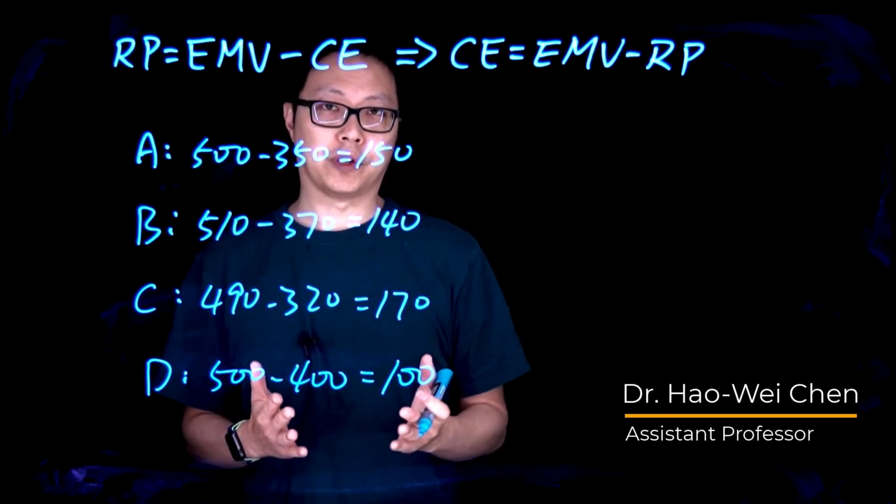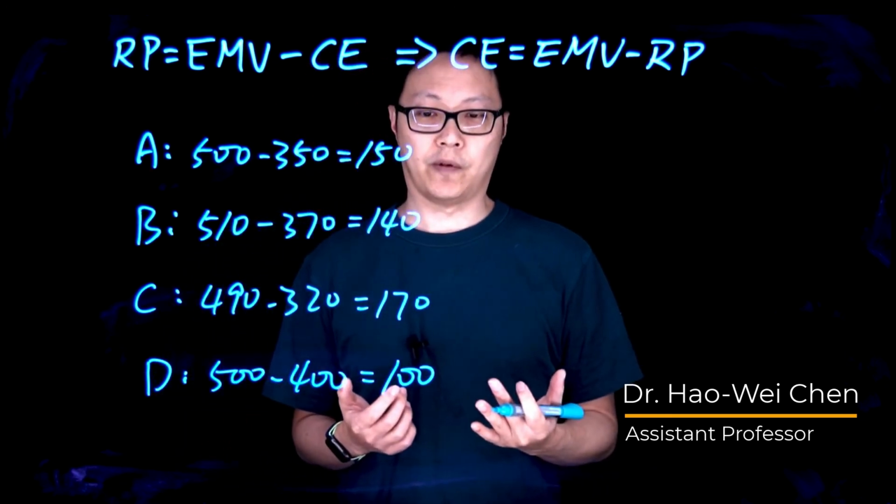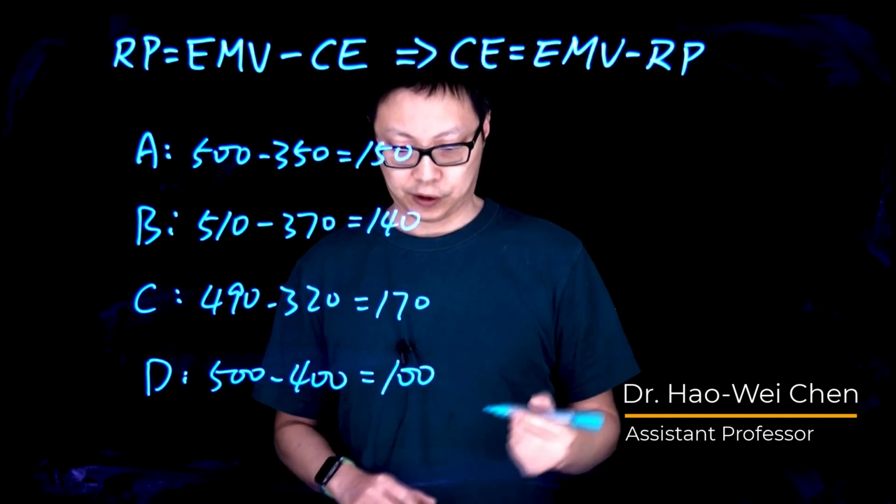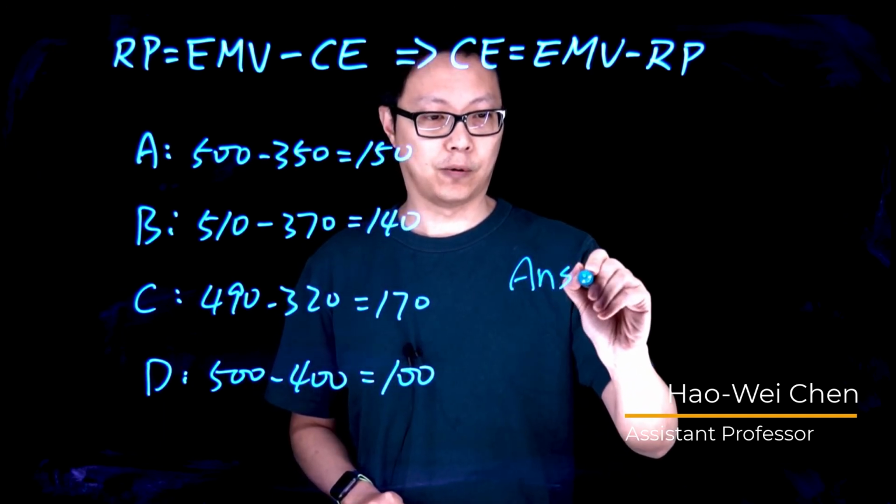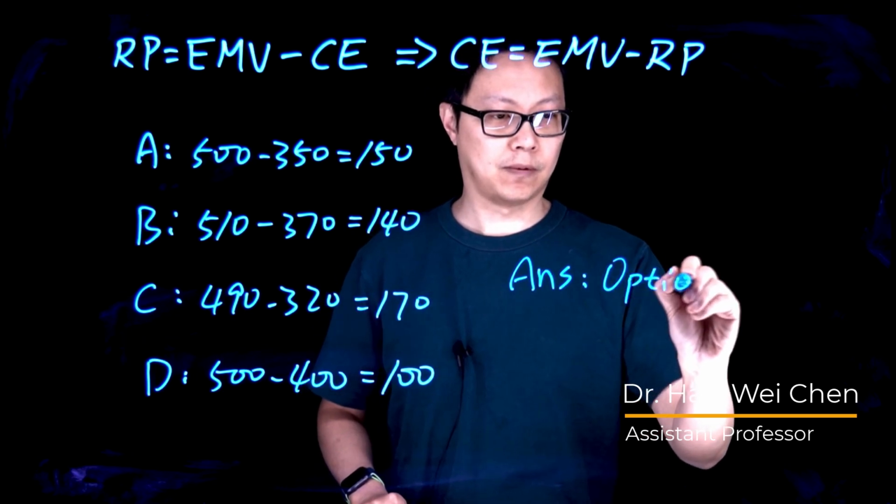So you just need to choose the one that gives you the highest certainty equivalent, that will give you the highest value. So in this case, the answer will be option C.